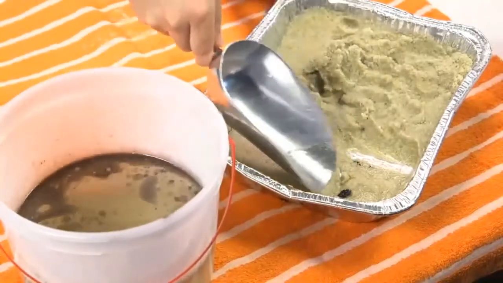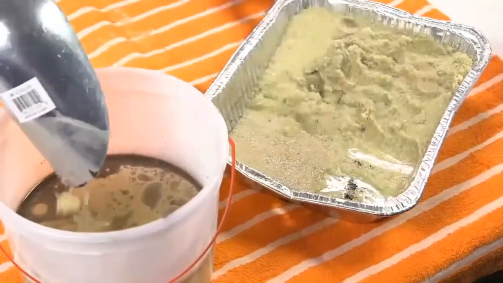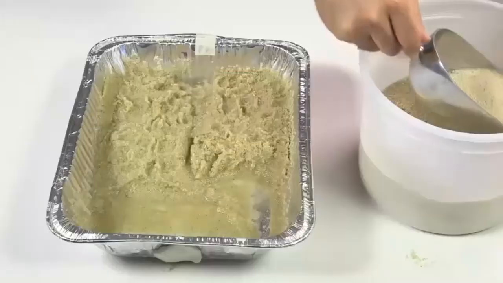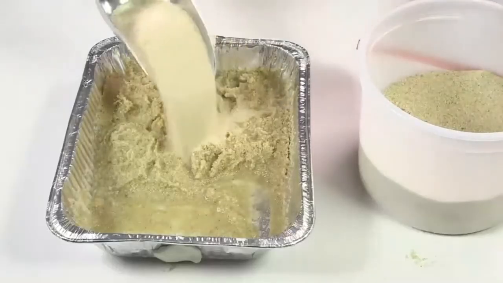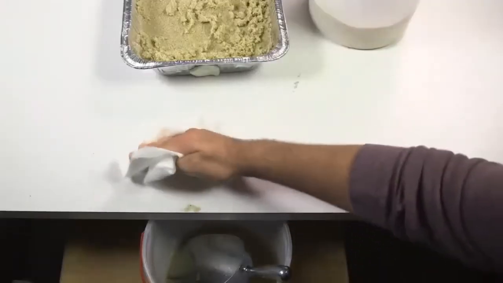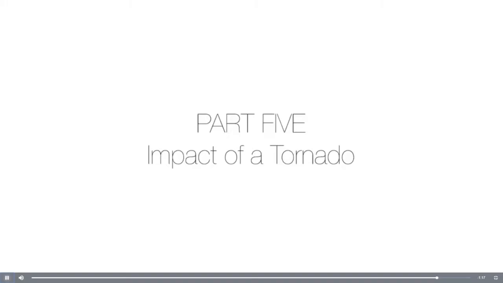They will scoop out all the oily sand, and then about 1/3 of the sand will be placed in the oil dump pan. They will add dry sand to the model and mix with the wet clean sand to dampen. Then wipe up any spills. Part 5. Impact of a tornado.